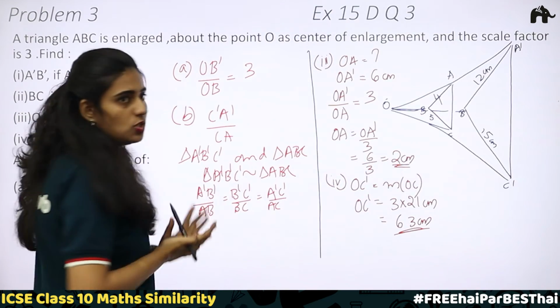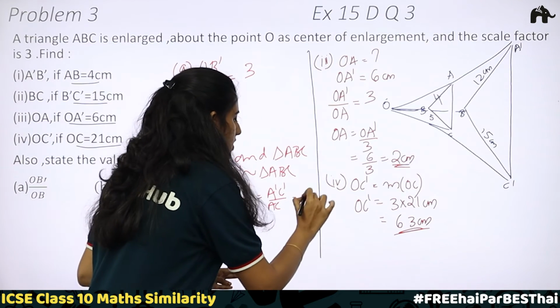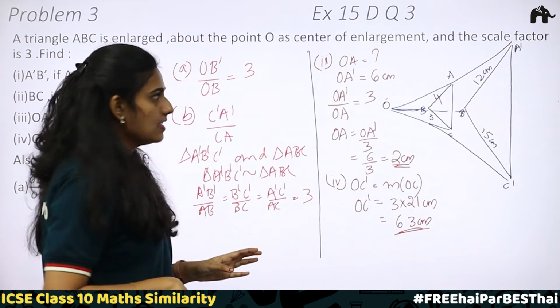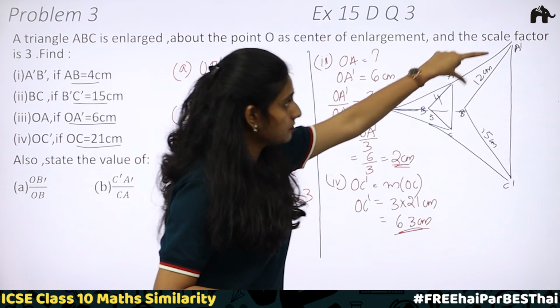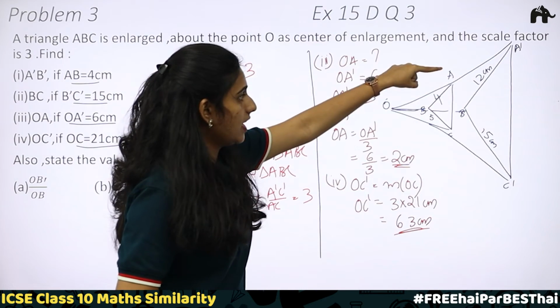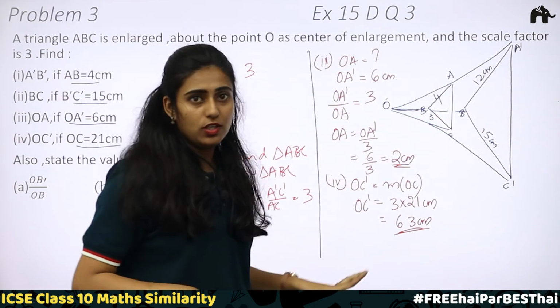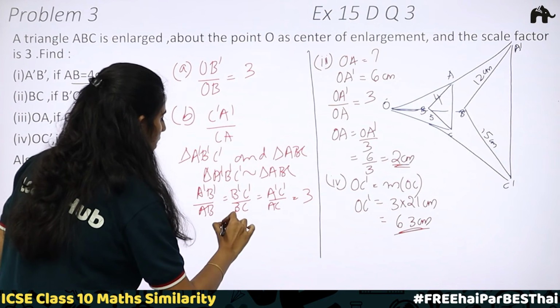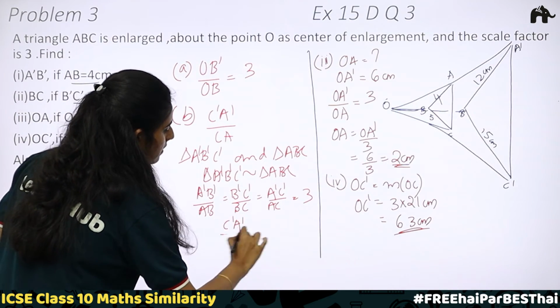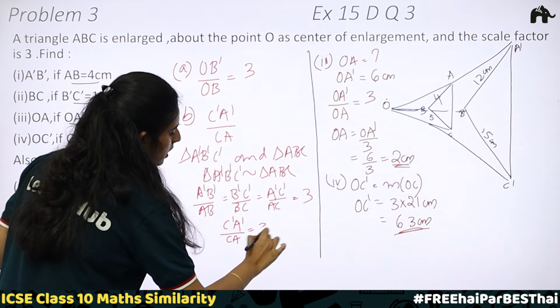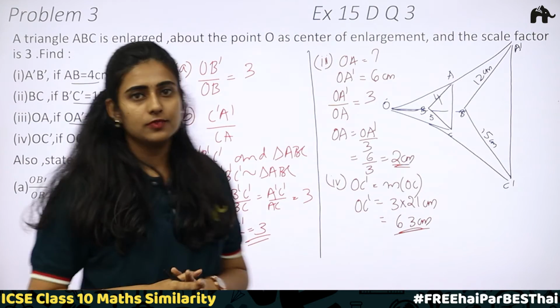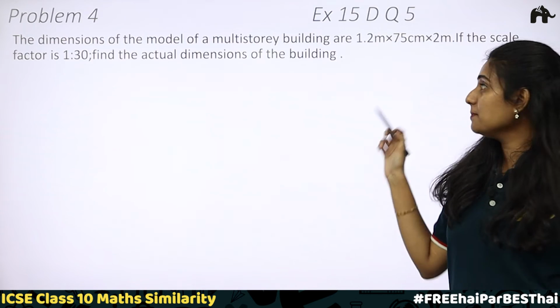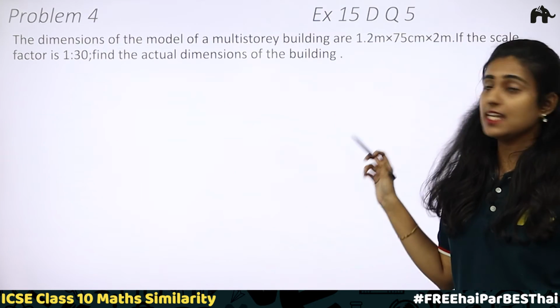Now what is this ratio equal to? This will be equal to the scale factor 3. Yes, because this A dash B dash divided by AB will be equal to 3. In the first question, we have said this. Okay. Now we are having C dash A dash divided by CA is also equal to 3. Okay. Let's move on to the next problem. Problem number 4, question 5 of exercise 15D.